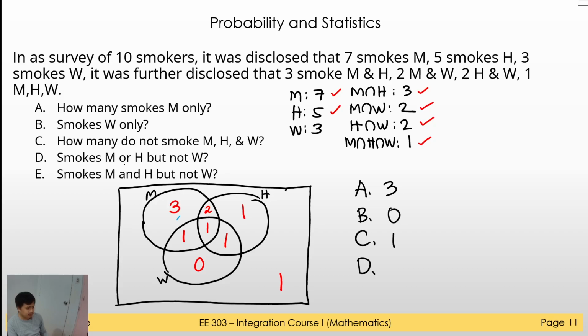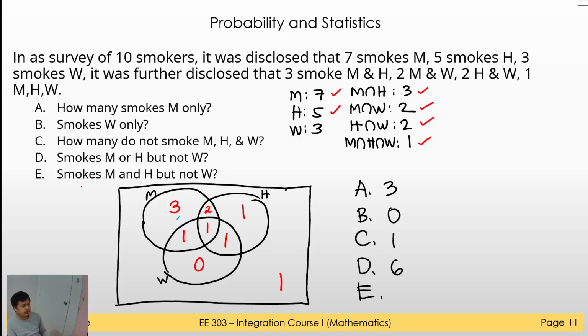How many smoke M or H but not W? M or H but not W, so we have to remove this. So we have 3 plus 2 plus 1, which is 6. And then the last one, how many smoke M and H but not W? Sorry, M or H but not W.